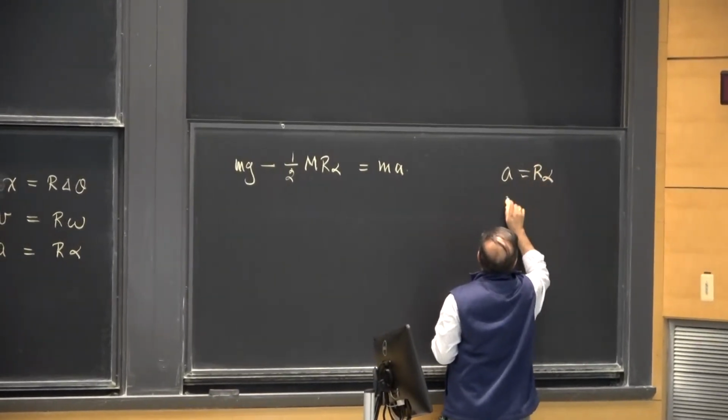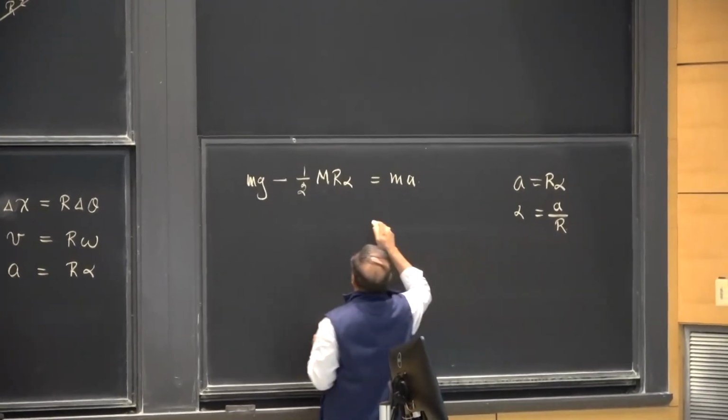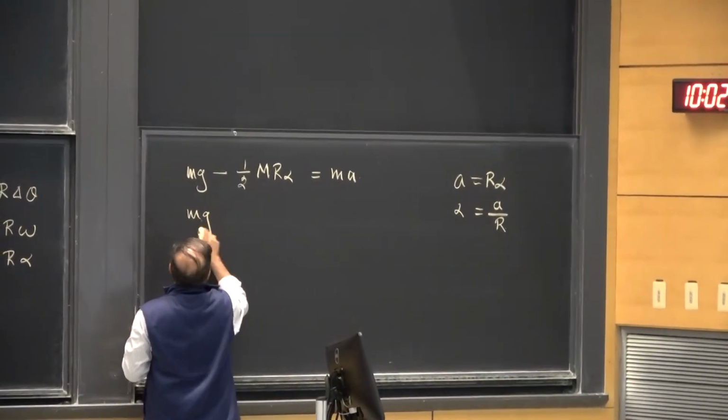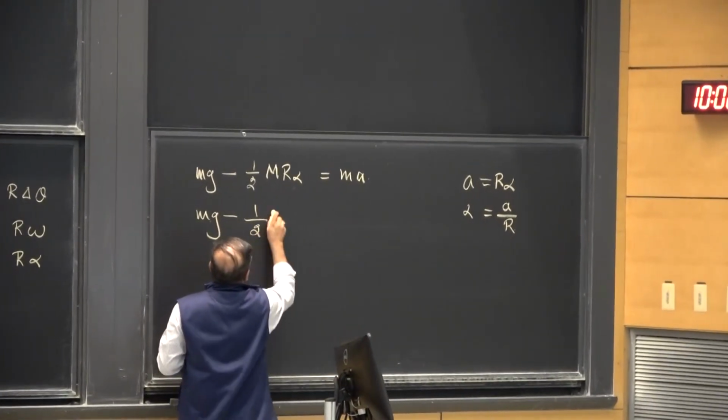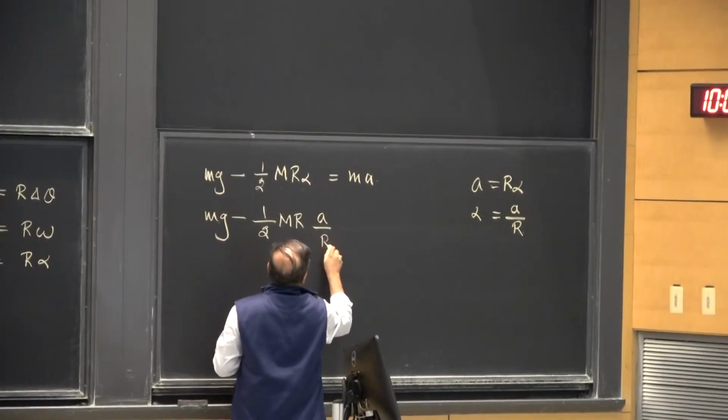Therefore alpha is a over R, which means now to speak the same language, I need to get rid of this alpha. So I would keep it as mg here minus 1/2 big M R, but I have alpha as a over R.